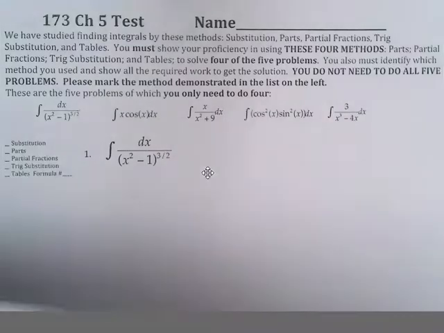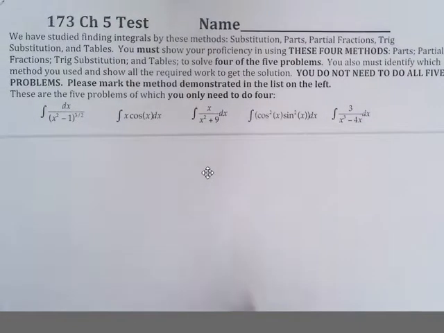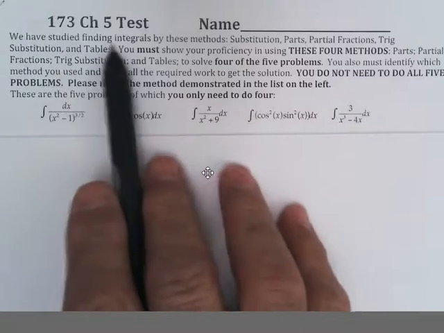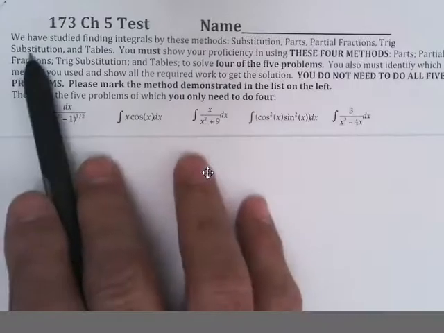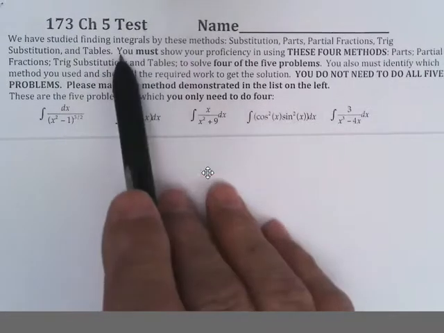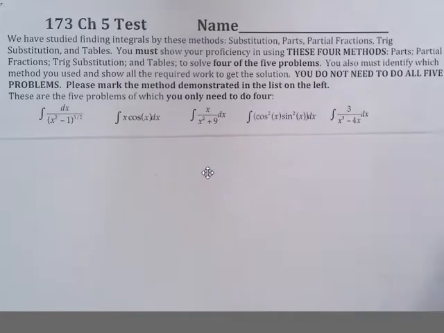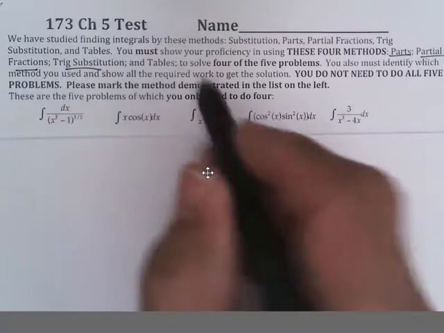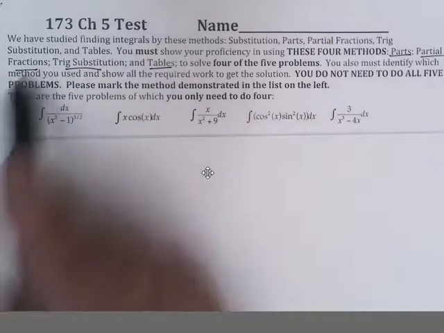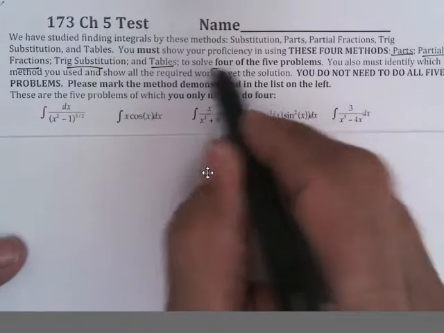Okay, on the Chapter 5 test, some of you did not read the directions, so I'm going to read them to you so that you understand what I'm looking for here. We have studied finding integrals by these methods: substitution, parts, partial fractions, trig substitution, and tables. You must show your proficiency in using these four methods: parts, partial fractions, trig sub, and tables. Notice substitution by itself isn't in here, and there are only four of them.